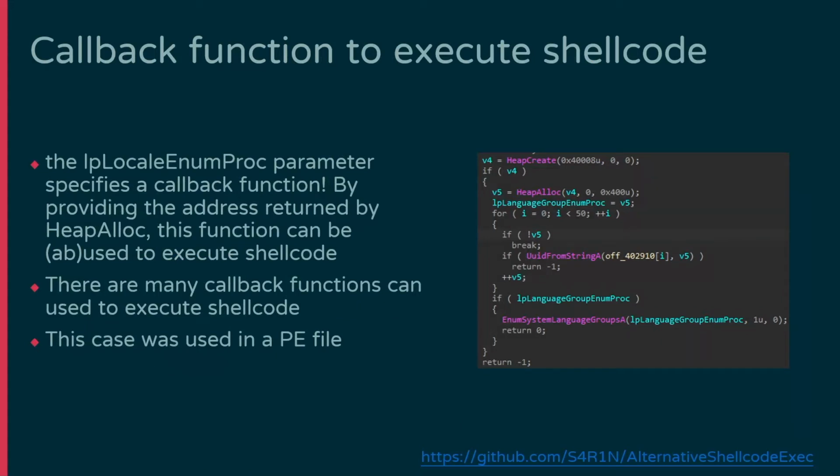There are many alternative ways to utilize the callback function. For example, in EnumSystemLanguageGroups, in this case, we'll take the address returned by HeapAlloc, and it will execute the shellcode.